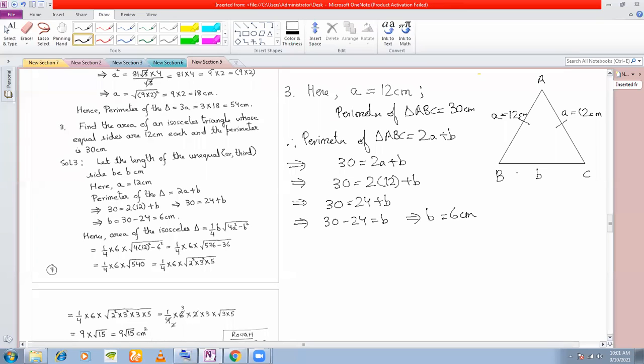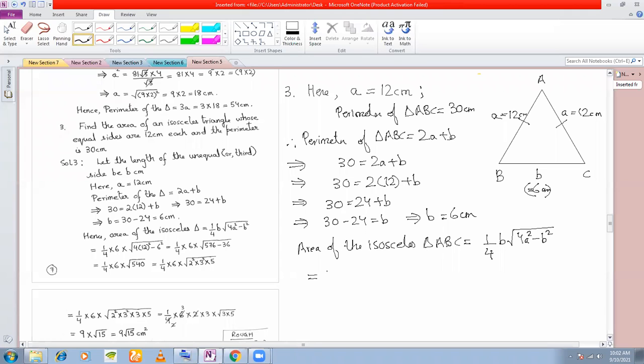Okay, so we have got this side also. That is, this side is 6 centimeters. Okay. So we have got the value of A and B. Now we can put it in the area and find out the area. Area of the isosceles triangle ABC is equal to 1/4 B. This is the formula. It would be 4A square minus B square.